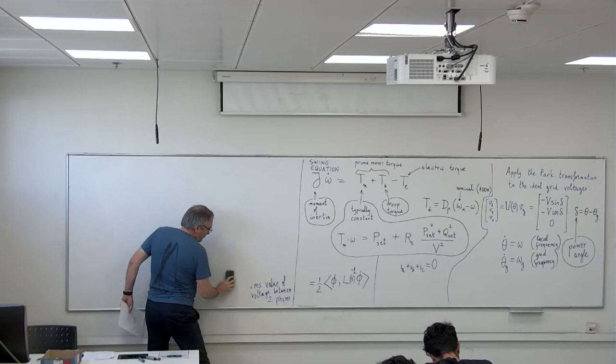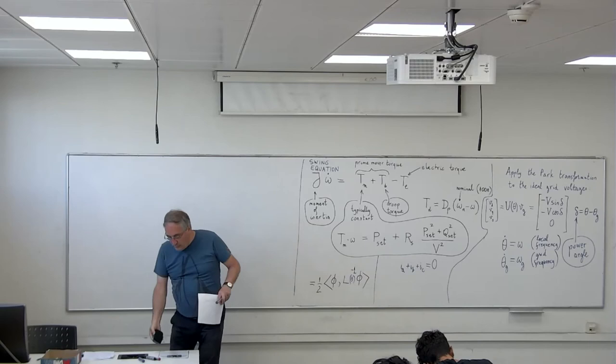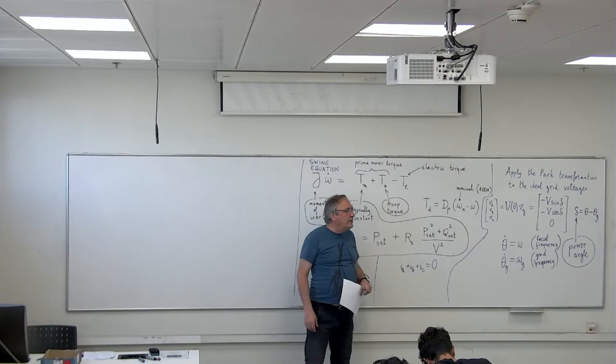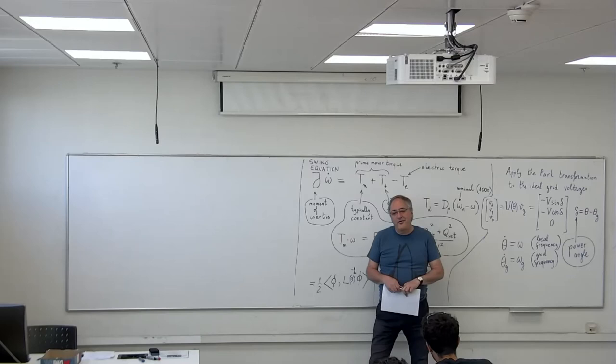It's just the terminology Q and zero. It's just the name, yes. DQ and zero. The Park transformation was introduced, I think, in 1929 by a gentleman called Park, of course. Okay.